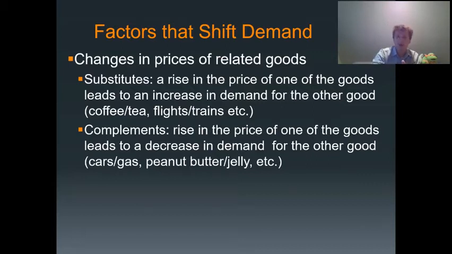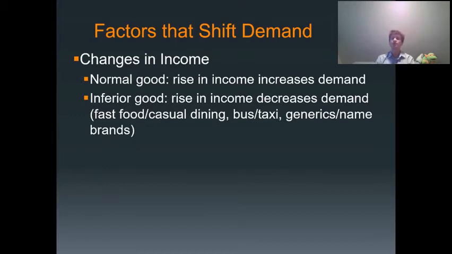The price of related goods is the most common way shifting demand will occur on the AP test. Changes in income, this is a lot easier to understand. But you do have to first think about what type of good it is. If it's a normal good, which is the easiest type of good, then a rise in income increases demand.